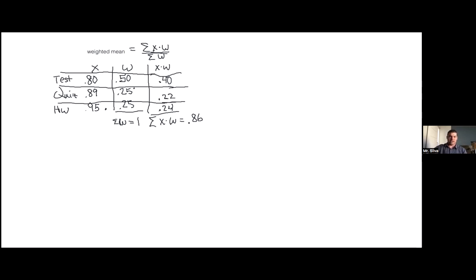So let's do another example of weighted mean. I'm going to do it down here. Weighted mean. You're taking statistics, and we just found that you got an 86% in statistics. That's a B. How many units is statistics? That's 4.